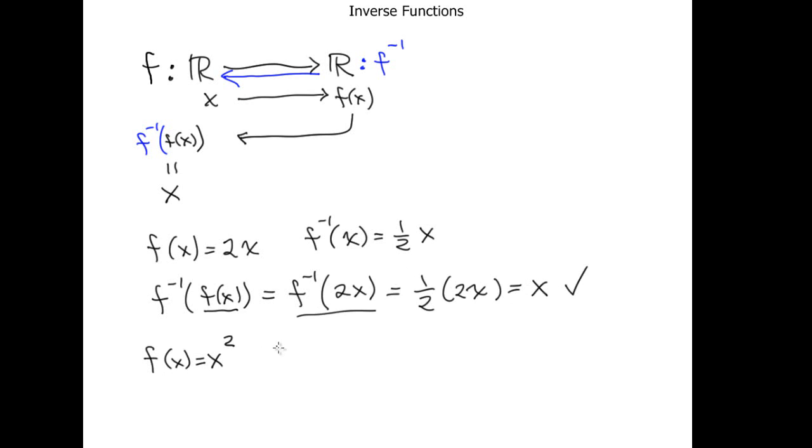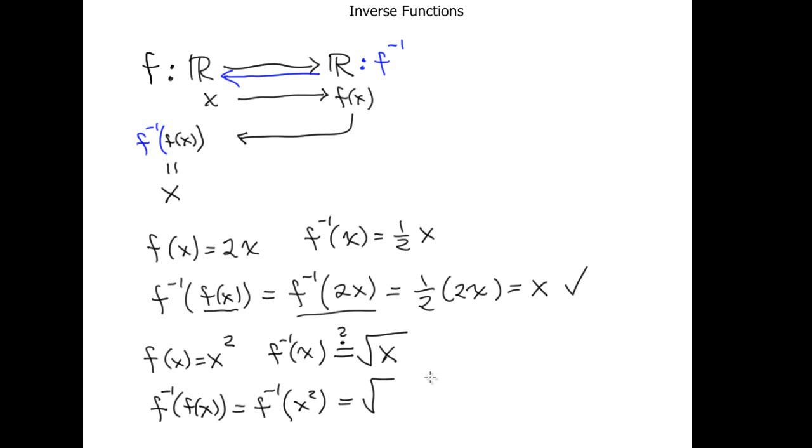Okay, here's another example. Suppose f of x was x squared. How do you undo the square? Well, it's the square root. So I guess f inverse of x must be the square root of x. Is that really right? So let's check. If you compute f inverse of f of x, what do you get? Well, f of x is x squared, and f inverse is the square root, so you're getting the square root of x squared. And is the square root of x squared equal to x?